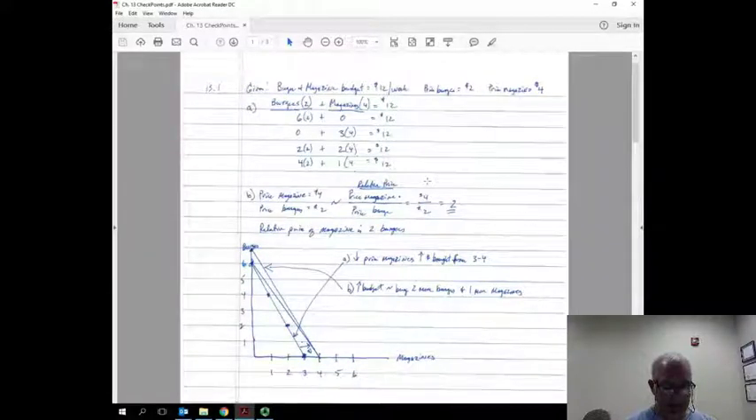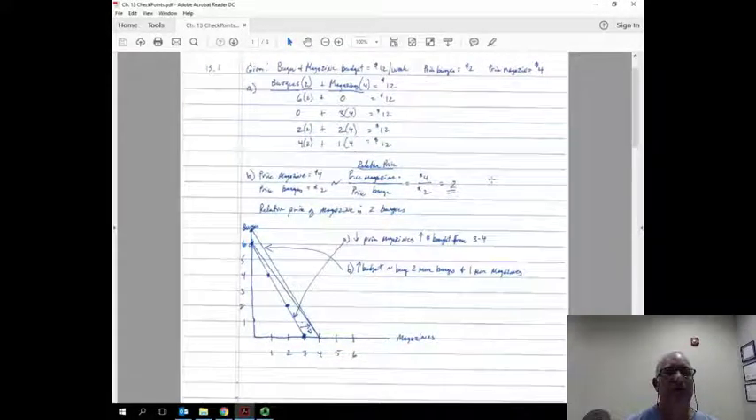Okay, next it asks, what's the relative price of a magazine? Okay, so we are given both the prices, the magazines 4 and the burgers are 2. The relative price of a magazine would be the price of a magazine divided by the price of a burger, 4 divided by 2, so the relative price of a magazine is 2.